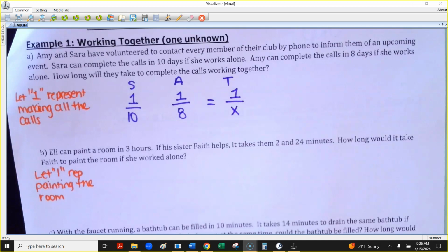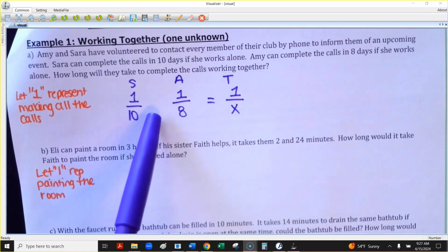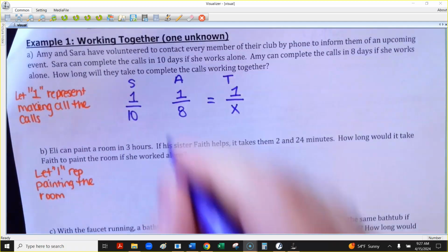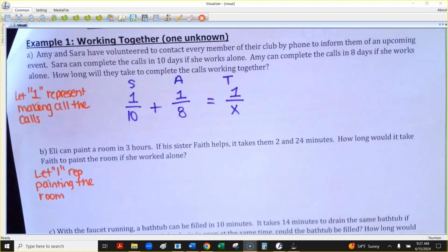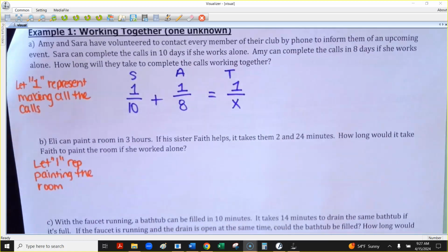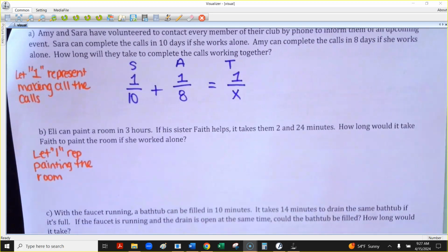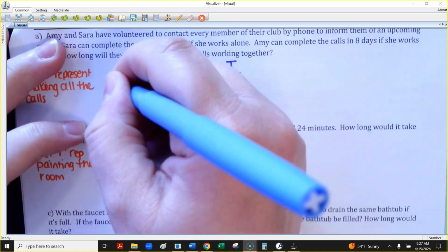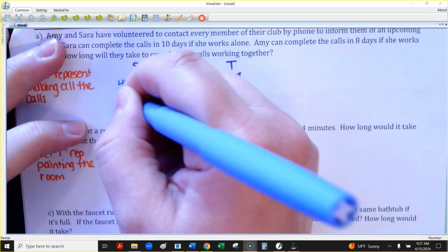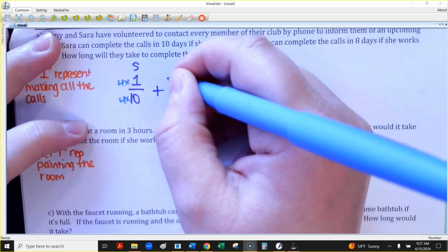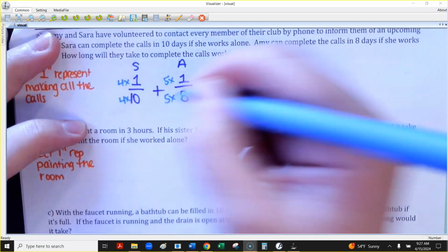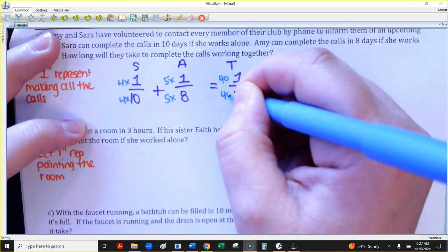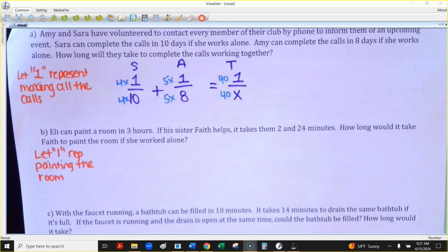So if they're helping each other make these calls, what do you think I would put in between the 1/10 and the 1/8? Addition sign, exactly. Okay, now, I'm going to tell you the easiest way to solve these is just to try and tell me what would be a common denominator between 8, 10, and x. 40x probably. Okay, so top and bottom here, I'm going to multiply by 4 and an x. Top and bottom here, to get to 40, I'm going to do 5x. And top and bottom here, I have an x, so I would just need the 40. So I'm just making 40x my common denominator.